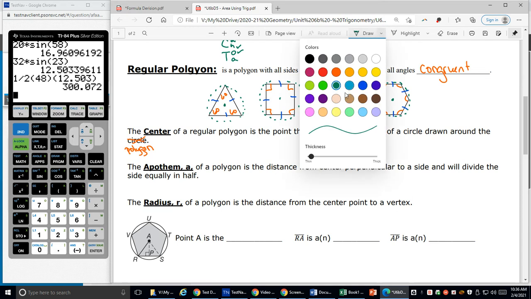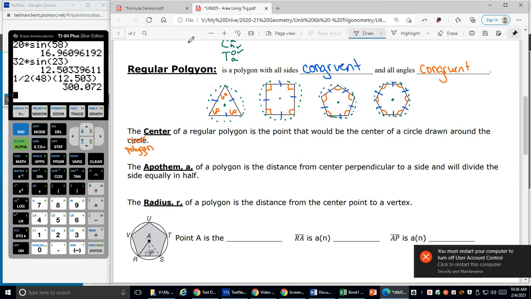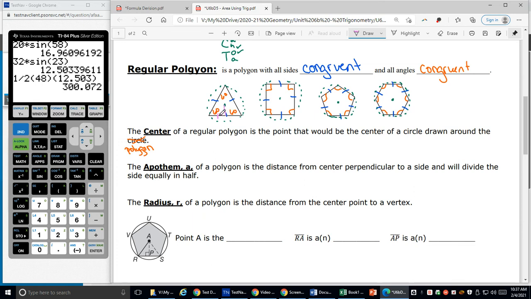Okay, the apothem, remember, is the distance from the center perpendicular to the side, and it divides it equally in half. So if I look, my apothem would go straight and it would hit the opposite side at a 90-degree angle, and it would divide this opposite side into 2 equal pieces. Same thing here, it would hit at a 90-degree angle and divide this into 2 equal pieces. That would be true for all of my shapes. That is my apothem.